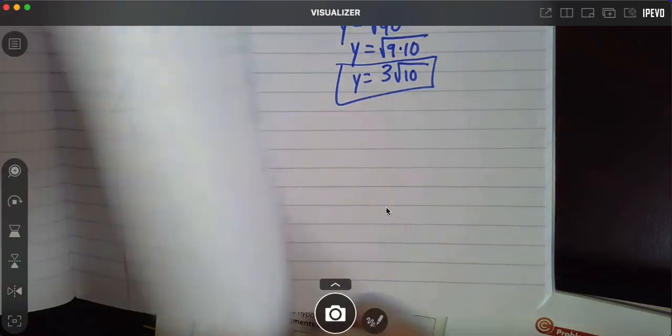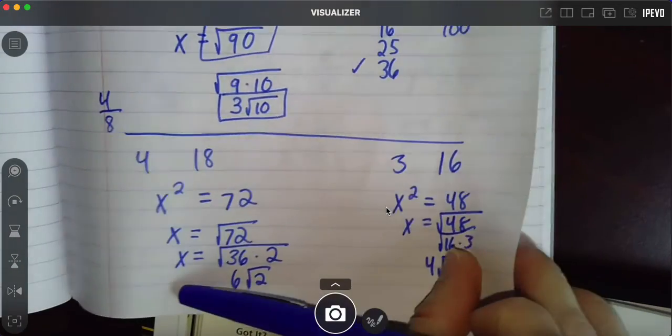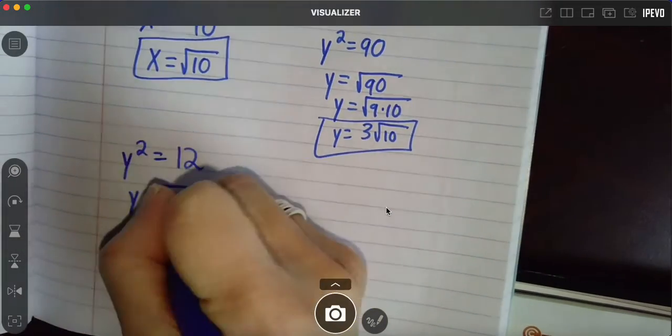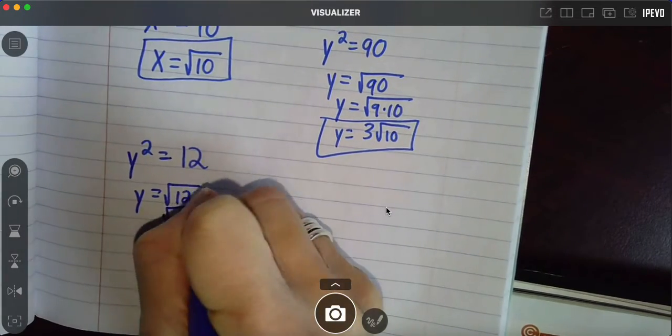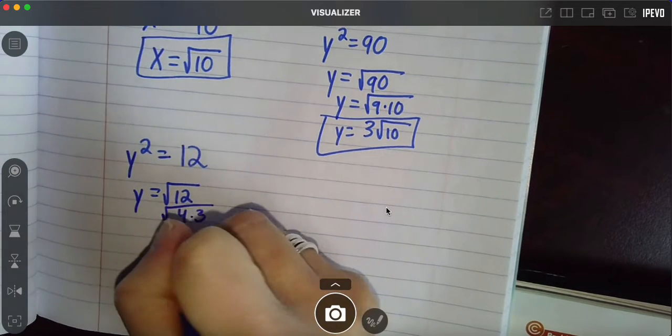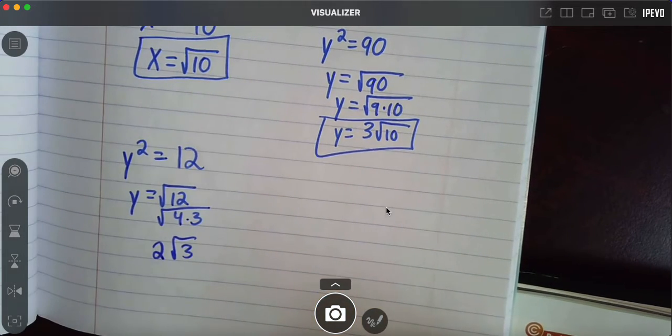Here's your list of perfect squares. 4 goes into 12, so I'll rewrite that as 4 times 3. What is the square root of 4? So I bring that out, 2, and there's my square root of 3. That's my y value.